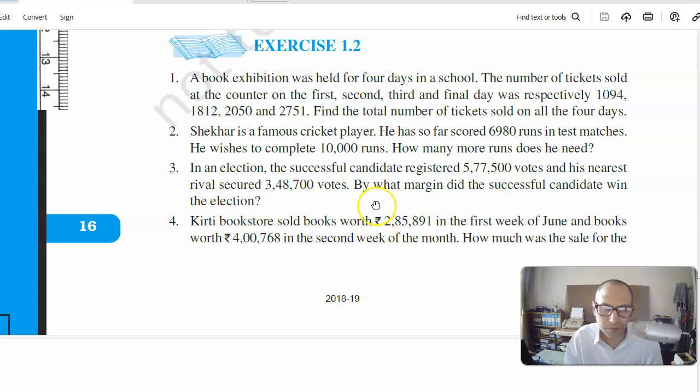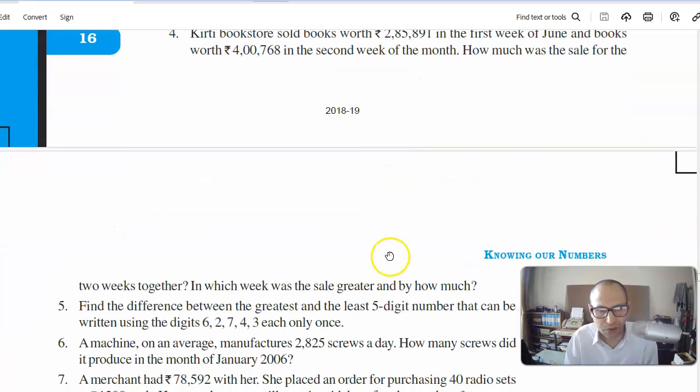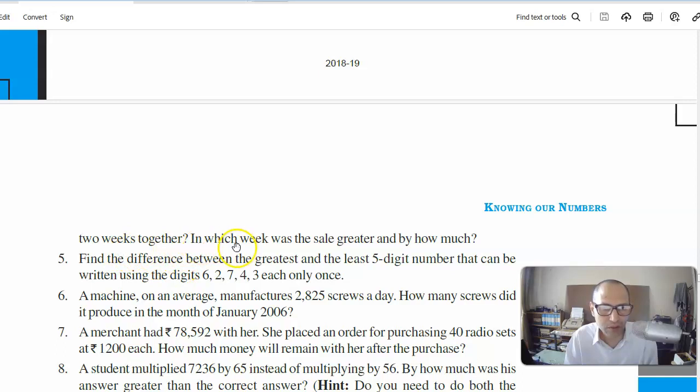So, for example, we have rupees, dollars, euros, yen, all of those currencies. Rupees is used in India. So, in the first week of June, and books worth 4,768 rupees in the second week of this month. How much was the sale for the 2 weeks together?